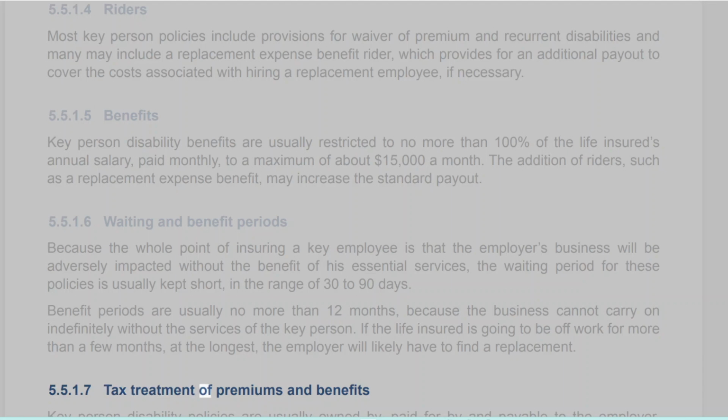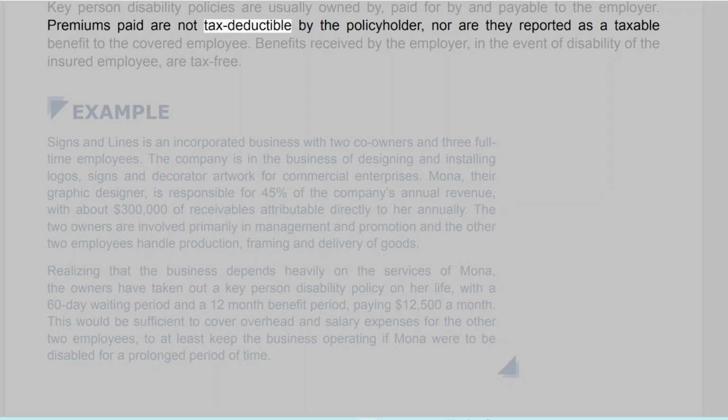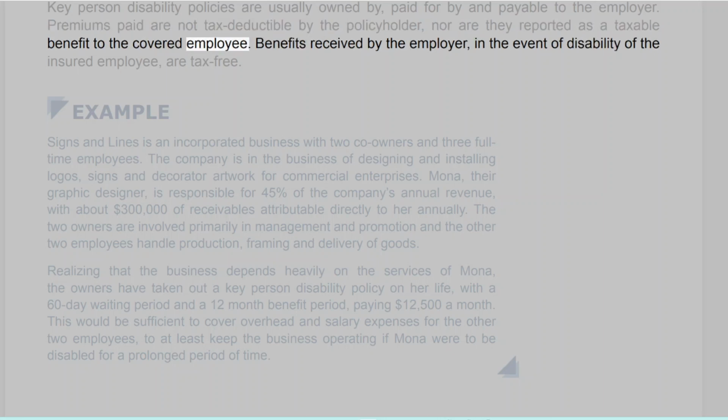5.5.1.7 Tax treatment of premiums and benefits. Key person disability policies are usually owned by, paid for by, and payable to the employer. Premiums paid are not tax-deductible by the policyholder, nor are they reported as a taxable benefit to the covered employee. Benefits received by the employer, in the event of disability of the insured employee, are tax-free.